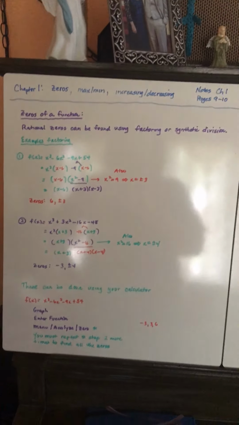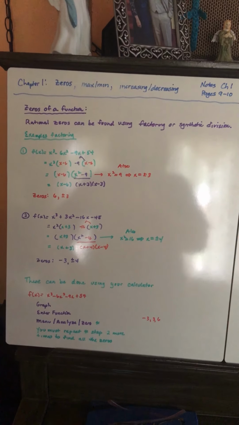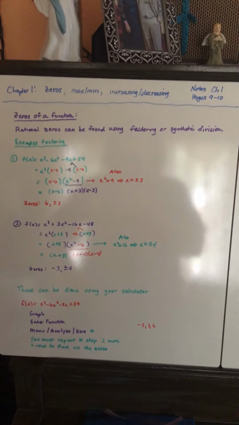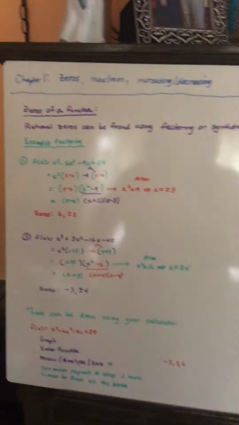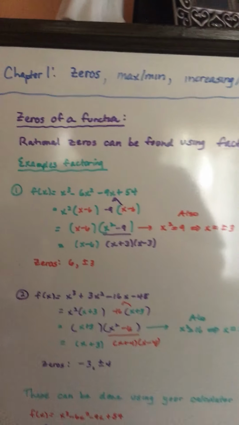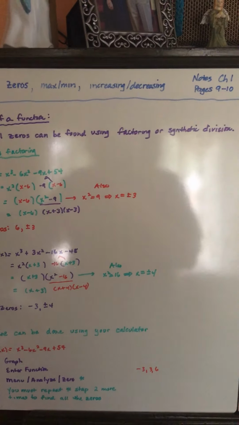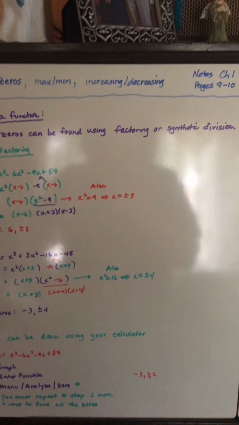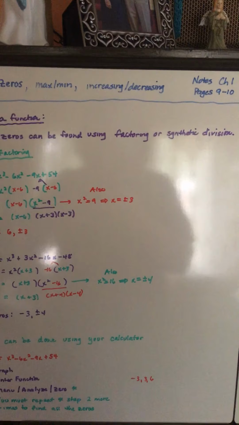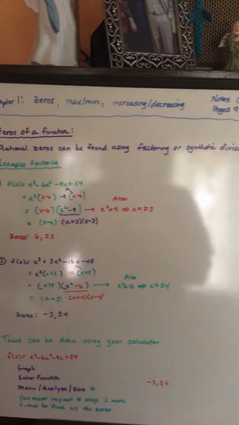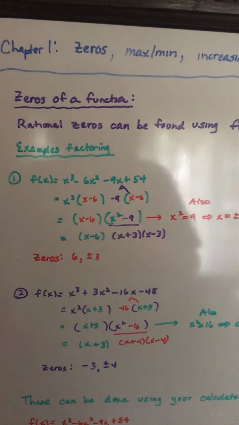Okay, Chapter 1, review of zeros, max, min values, increasing, decreasing, and I even threw in constant. So the zeros of a function. We're going to just talk about rational zeros right now, but we could talk about irrational ones. You could get x squared equals 3, so x equals plus or minus root 3. You can usually get these by factoring and synthetic division.